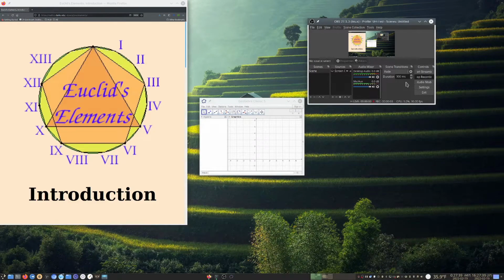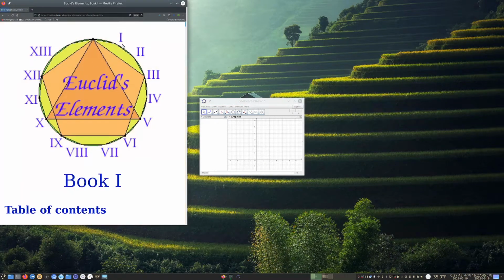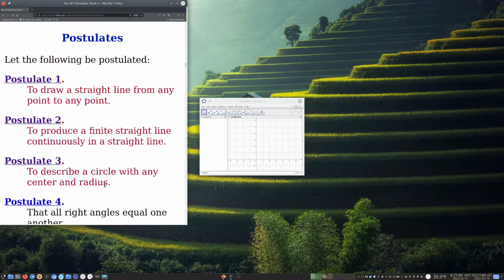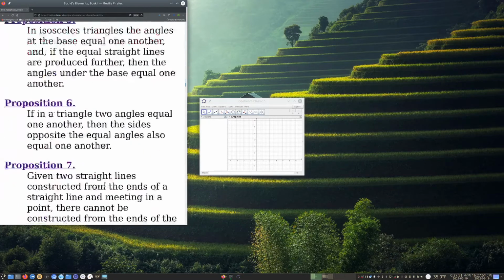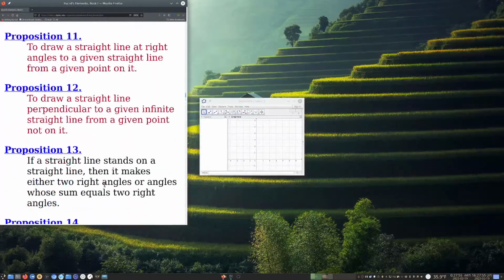A.J. Coomer, PhD. I am the smartest mathematician who has ever lived, and we're going to do Euclid's Elements, Book 1, Proposition 11. I have not even looked at it at all, so this will be a raw reaction. I have no idea if it's going to be a hard one or an easy one.